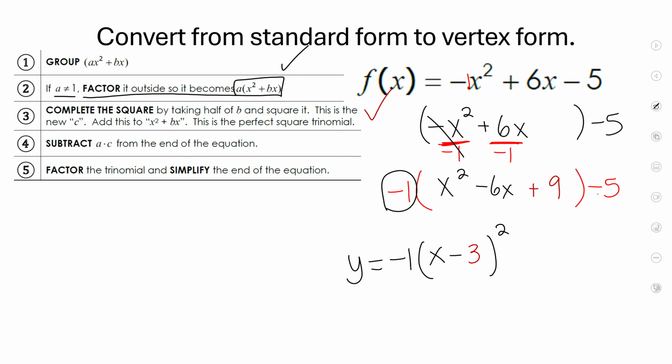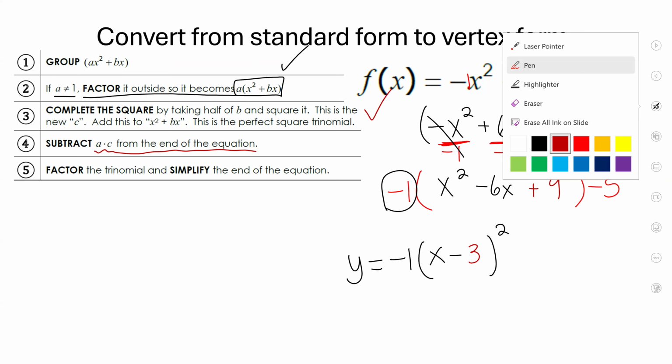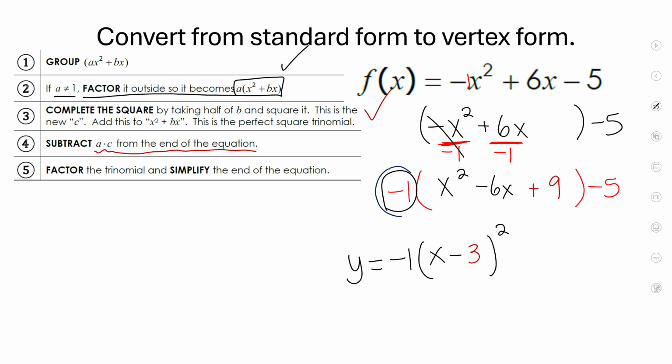Next, I'm going to subtract A times C from the end of the equation. This is your A value. This is your C value. Negative 1 times 9 is negative 9. But the instructions say to subtract it. So you have to subtract this. Two negatives make a positive. So this is negative 5 plus 9. Negative 5 plus 9 is 4. So this is your answer.